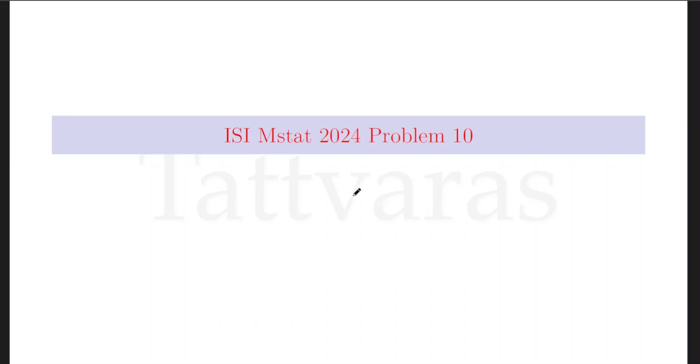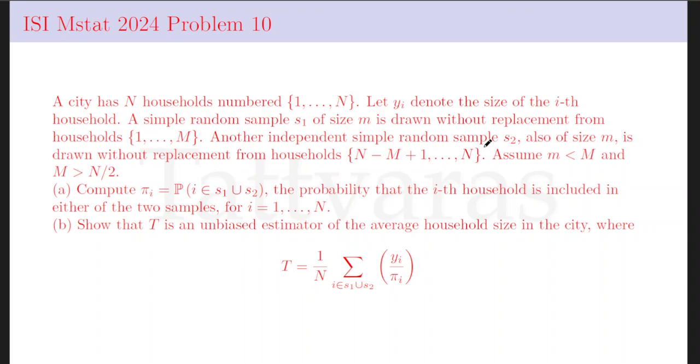So today we have this year's ISI MSTAT paper's problem, and this is the 10th problem from the subjective part. So this is the problem. It says that a city has n households which are numbered from 1 to n, and by y subscript i we denote the size of the ith household.